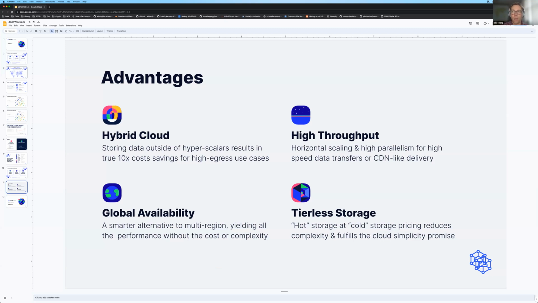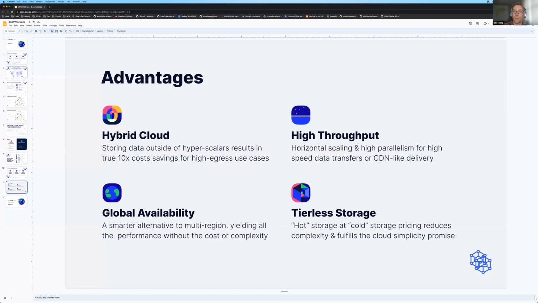Really good for hybrid cloud, really good for large files and high throughput, really good for global availability, really good for being simple, right? You don't want to manage all your tiers of storage. If you've ever paid attention to the S3 ecosystem, there's, oh, I'm not going to use this very much, but I'm going to use this more. Well, we're at the price of the cheap storage, but we're actually always online.